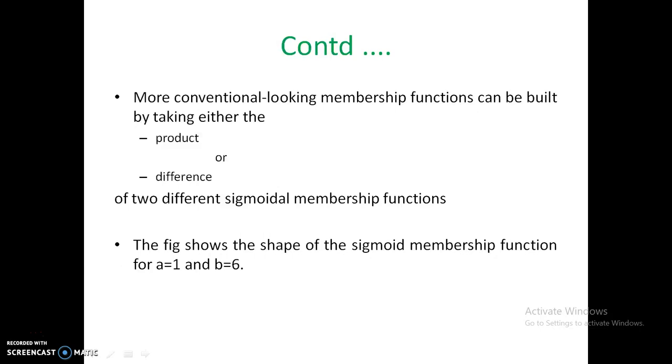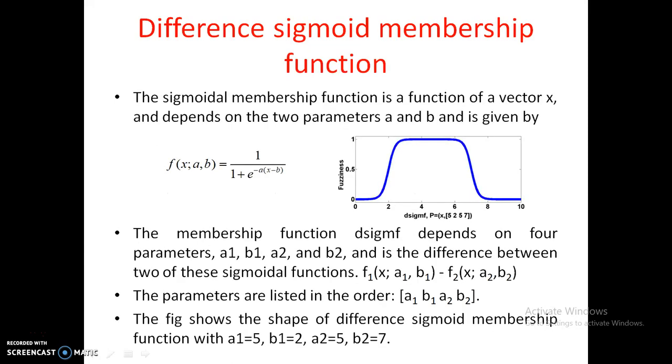Next, this membership function can be more conveniently taken as a combination. It has to be the product of two, or the difference of two different sigmoidal membership functions. Okay, so let us see what these things are. This is the difference sigmoidal membership function. That means this is the difference of two membership functions: f1 of x semicolon a1 comma b1 minus f2 of x semicolon a2 comma b2. So this is the definition of the difference sigmoidal membership function.